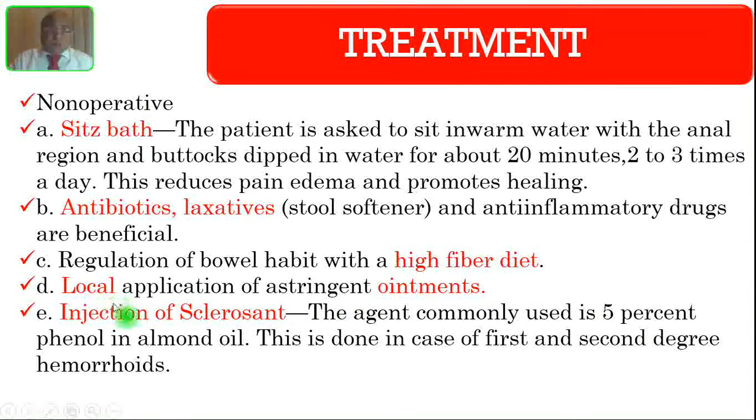You can also go for local application of some astringent ointments. You can go for injection of sclerosants, especially the commonly used thing is the 5% phenol in almond oil. You have to inject over the hemorrhoidal mass, internal hemorrhoids, for 1st and 2nd degree.